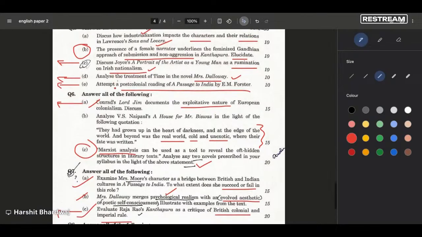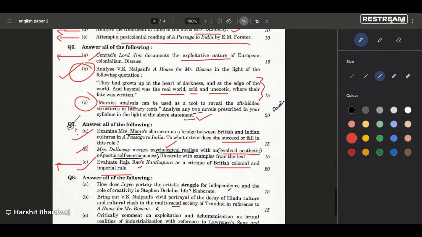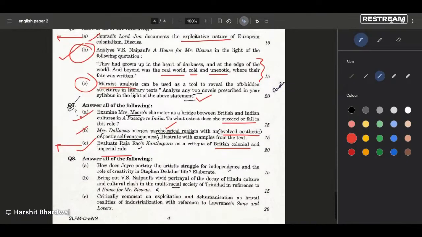Smart, tricky question. In question number 6, this one is tricky. This is a UPSC standard, tricky one. Marxist question. I would say this is also very standard. You should be able to do Marxist analysis of every text. Once you understand this format, class dynamics, class conflict, how is it presented in the text? That's it.